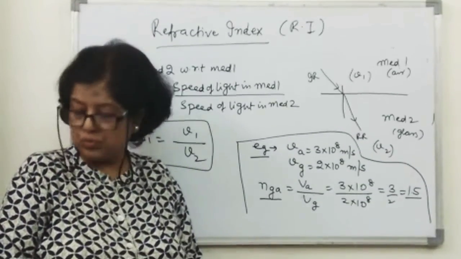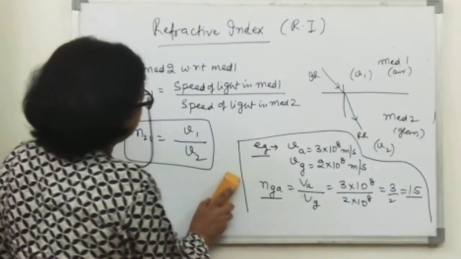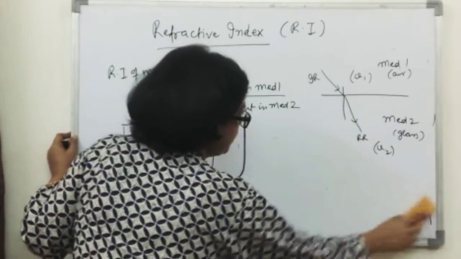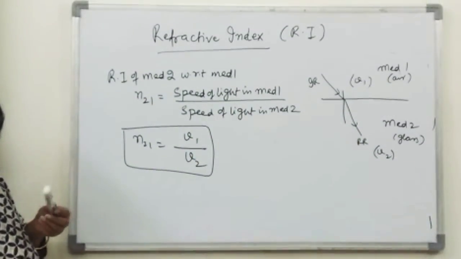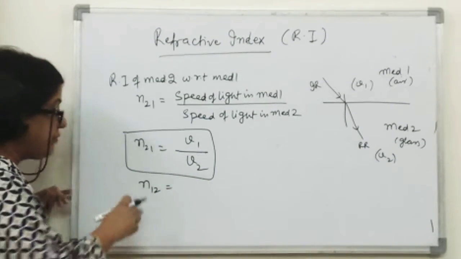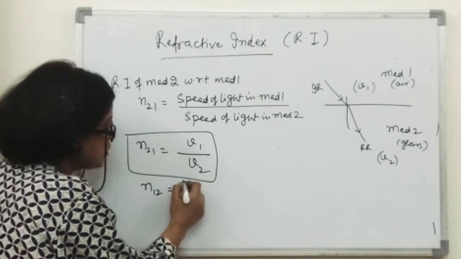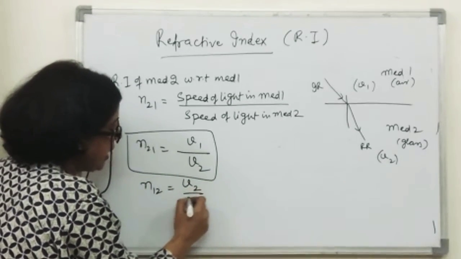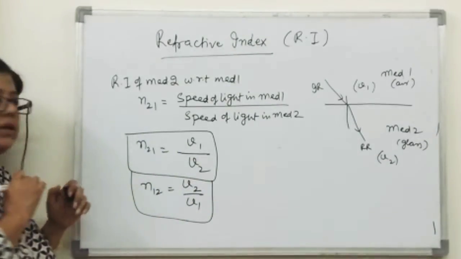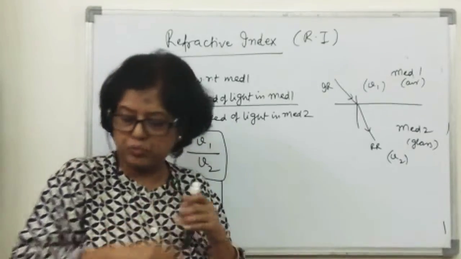Let's move on further. As I've said, N21 is V1 by V2. Similarly, I can say N12, the refractive index of the first medium with respect to the second medium, will be just the opposite of this, which will be V2 by V1. Obviously, with the same logic. Fine. So this is one of the formulas of the refractive index of medium 1 with respect to medium 2.